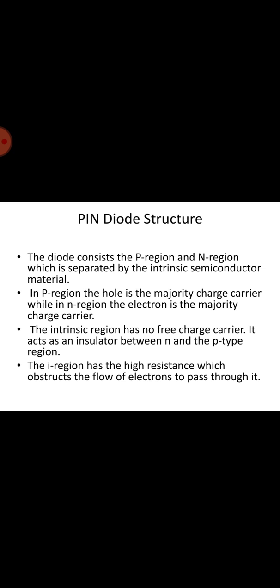Now let us see the PIN diode structure. The diode consists of a P region and an N region, which are separated by intrinsic semiconductor material. In the P region, the hole is the majority charge carrier, while in the N region, the electron is the majority charge carrier, as we all know. The intrinsic region has no free charge carrier. It acts as an insulator between the N and P type regions, and the I region has a high resistance which obstructs the flow of electrons through it. And this is the structure of the PIN diode.